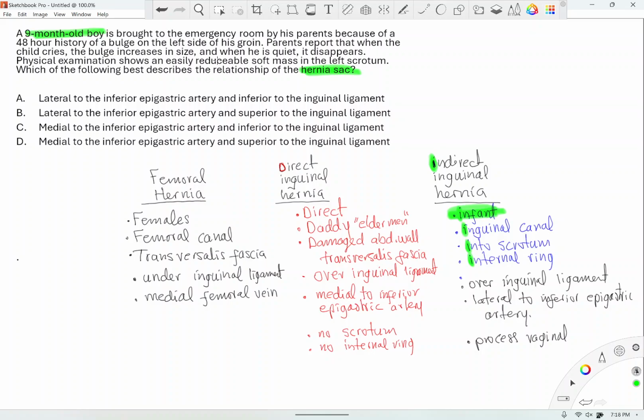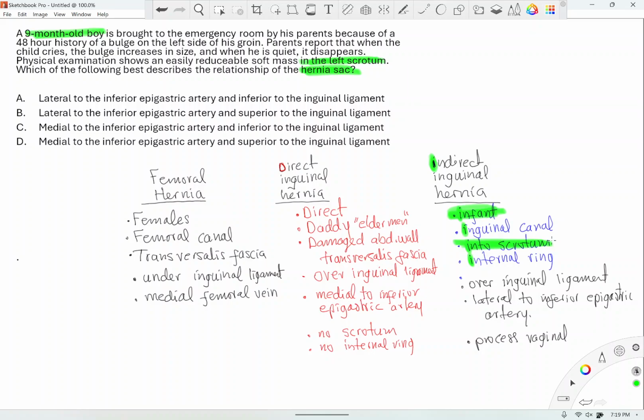Okay, all right. Physical examination shows an easily reducible soft mass in the left scrotum. So it's in the scrotum again. We'll say it's most likely an indirect hernia. Which of the following best describes the relationship? There are only two things in this question that will help us. This is not femoral or direct. If it was femoral, we'd be thinking of female. If it was direct, we'd be thinking of elderly men. Whereas indirect, we'd be thinking of infant boys or male infants. So I'm deciding that this is an indirect hernia.